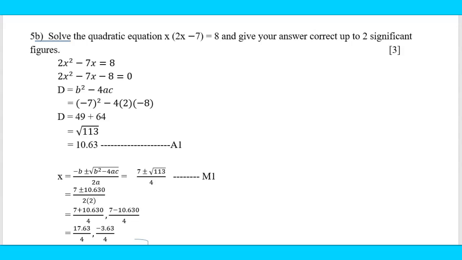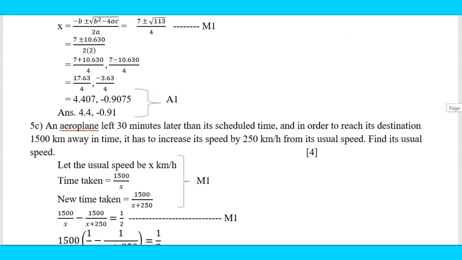Now here, finally you have to write all these 4 values, and your last answer should be up to 2 significant figures, meaning 4.4 or minus 0.91, not 0.90, because after that 7 is there. The 0 before the numeral is not counted, so significant figures start from here, so 91. And if you write 4.40, then also it's wrong, because 0 after the numeral is counted. So the answer in 2 significant digits is 4.4, minus 0.91.